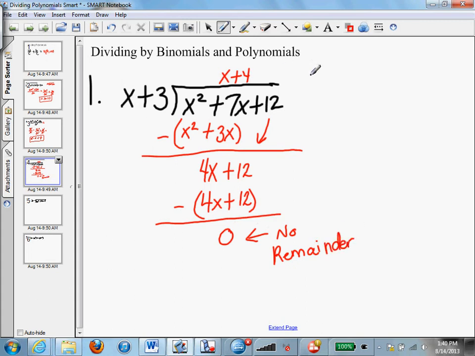But here is our answer. When we divide out for this one, the solution is x plus 4.